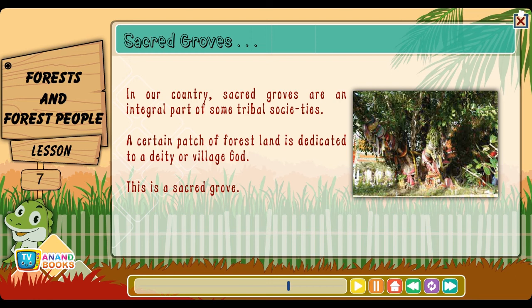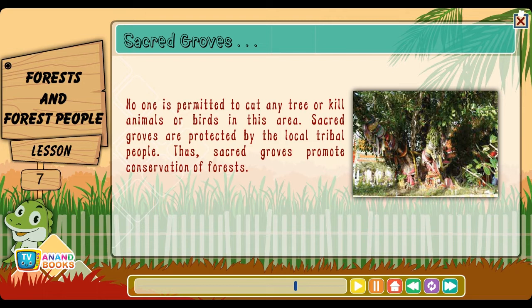In our country, sacred groves are an integral part of some tribal societies. A certain patch of forest land is dedicated to a deity or village god. This is called a sacred grove. No one is permitted to cut any tree or kill animals or birds in this area. Sacred groves are protected by the local tribal people. Thus, sacred groves promote conservation of forests.